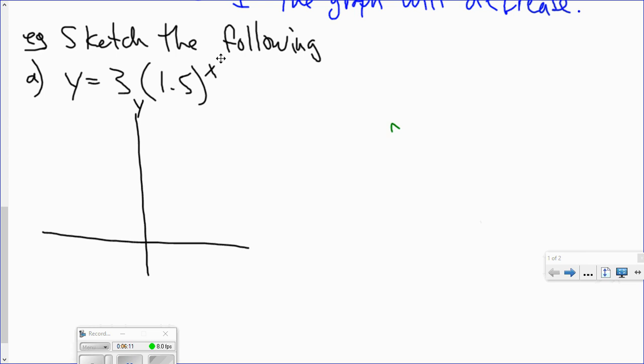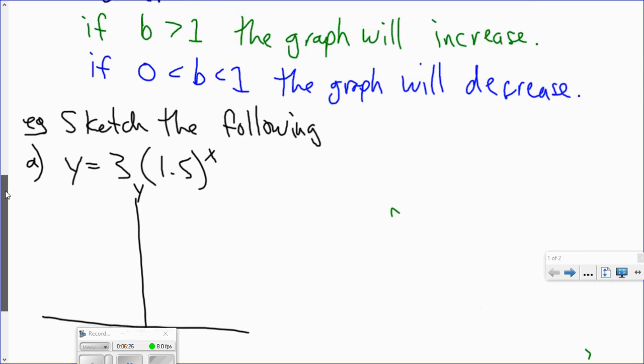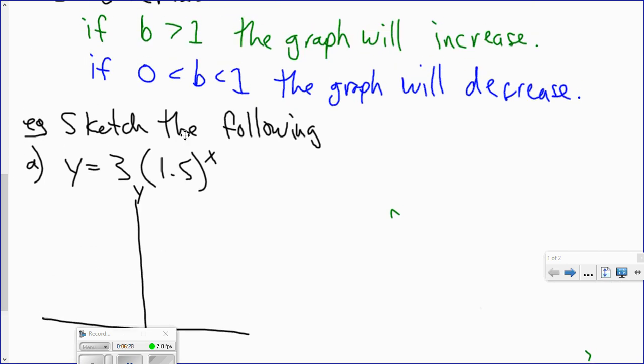Now, the 1.5 raised to the x basically tells us that this thing is increasing because anything raised to the exponent x is representative of the b value, which tells us whether this thing increases or decreases, like we said before. So the b value here is greater than 1, and in this case it's 1.5. So this graph is going to look like this, with our 3 crossing the y-axis for our starting value, and it increases because our b value is above 1.